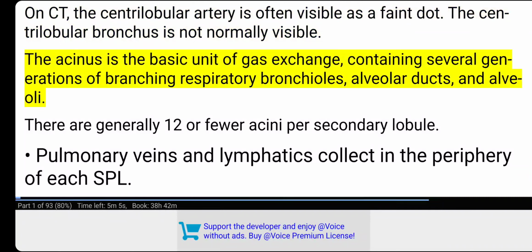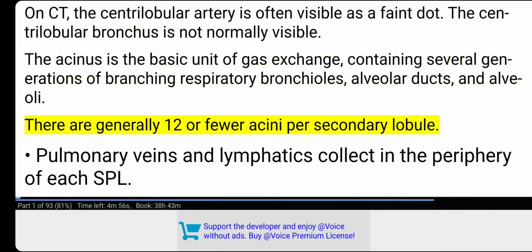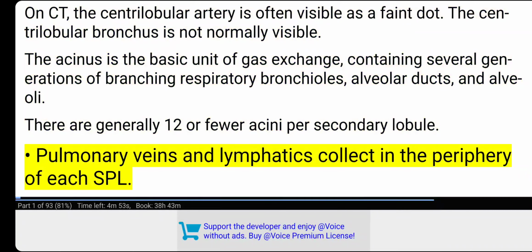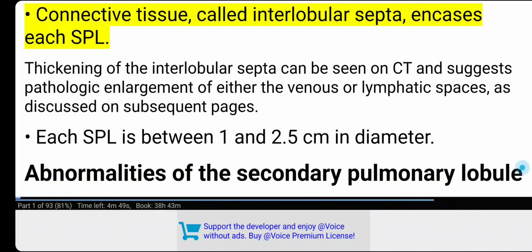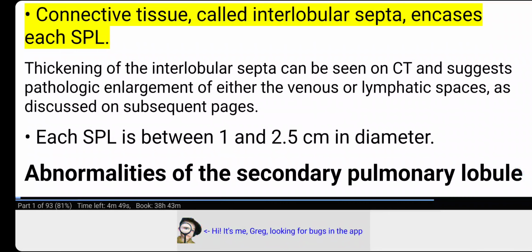The acinus is the basic unit of gas exchange, containing several generations of branching respiratory bronchioles, alveolar ducts, and alveoli. There are generally 12 or fewer acini per secondary lobule. Pulmonary veins and lymphatics collect in the periphery of each SPL. Connective tissue, called interlobular septa, encases each SPL.